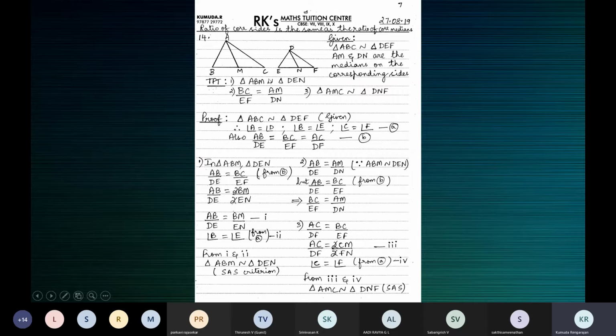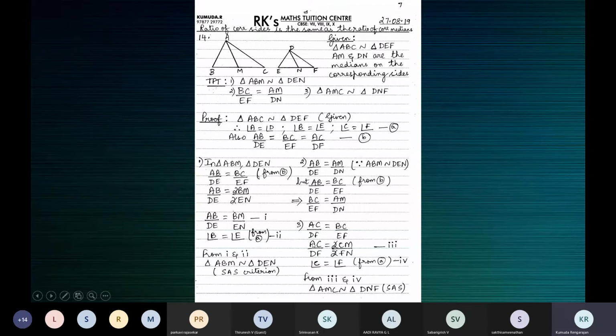Now mostly, children, in the question you will be asked to prove. So normally we just write the same order, whatever is given. Therefore, triangle AMC is similar to DNF. Here you can just copy whatever is given and write it out. But otherwise, you know how to name it. I've told you how to name it.